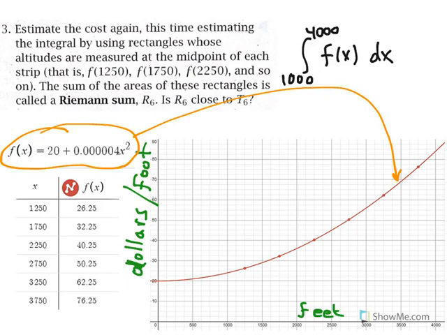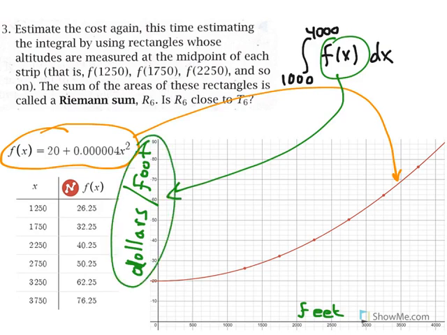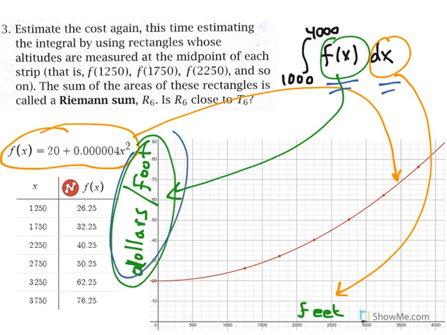And the units will be, again, if you look at f of x, it has units of dollars per foot. And if you look at x, it has units of feet. And what you have here is a product. So when you multiply dollars per foot by feet, the definite integral will have units of dollars. And it would give you the cost in dollars for drilling from 1,000 feet deep to 4,000 feet deep.